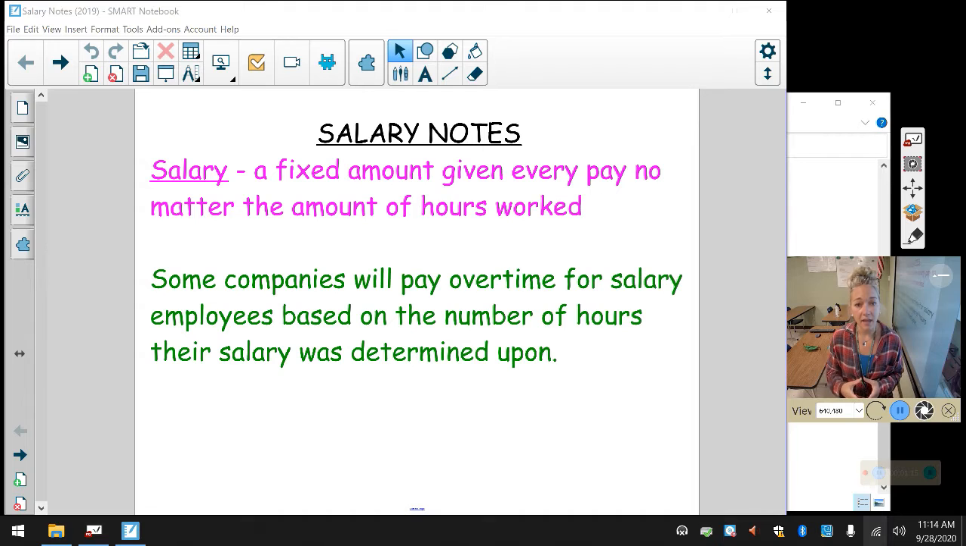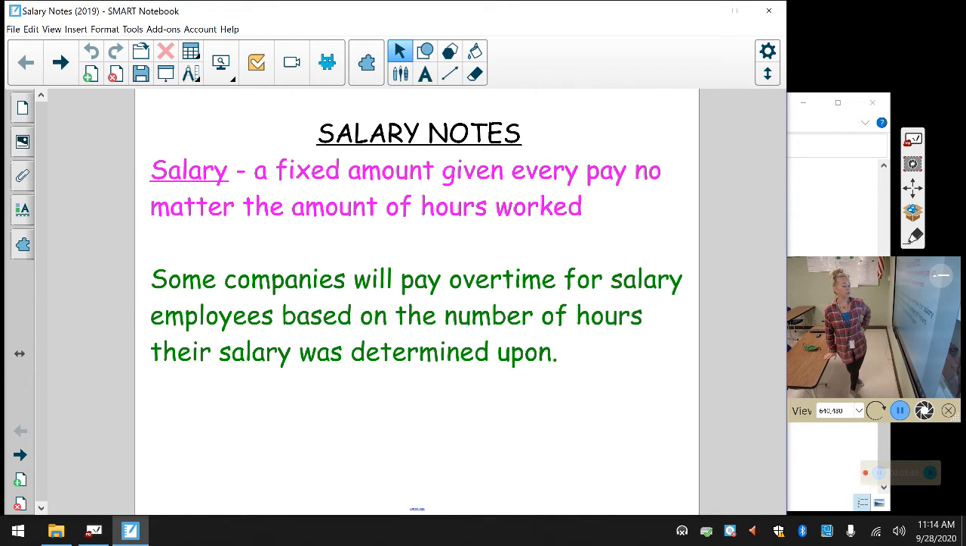To calculate that, you have to do a couple of different things in order to find the pay. So we're going to do that today. I suggest that you take notes and write this down on a sheet of paper so that you can use it later when you're doing your worksheet. The steps are new and different. Okay, so salary is a fixed amount every pay, no matter the amount of hours worked.